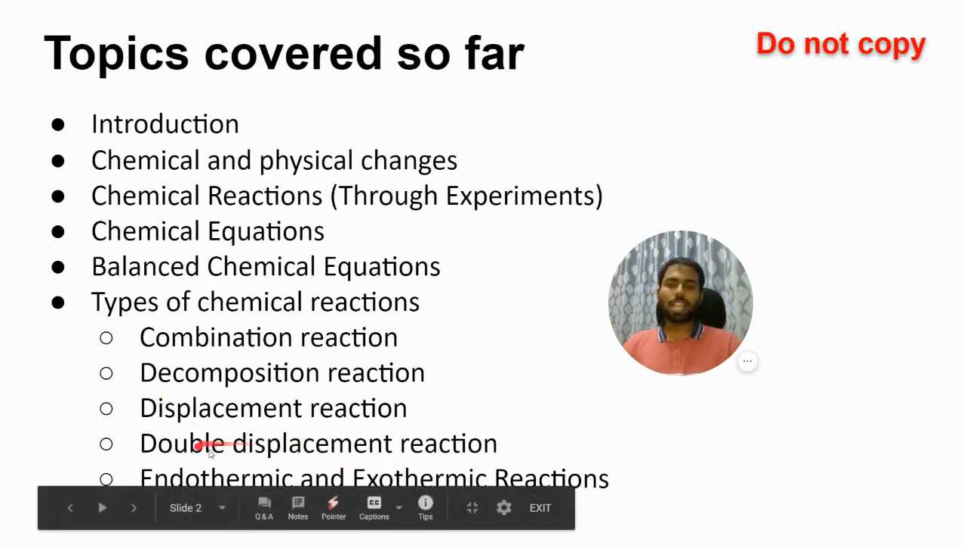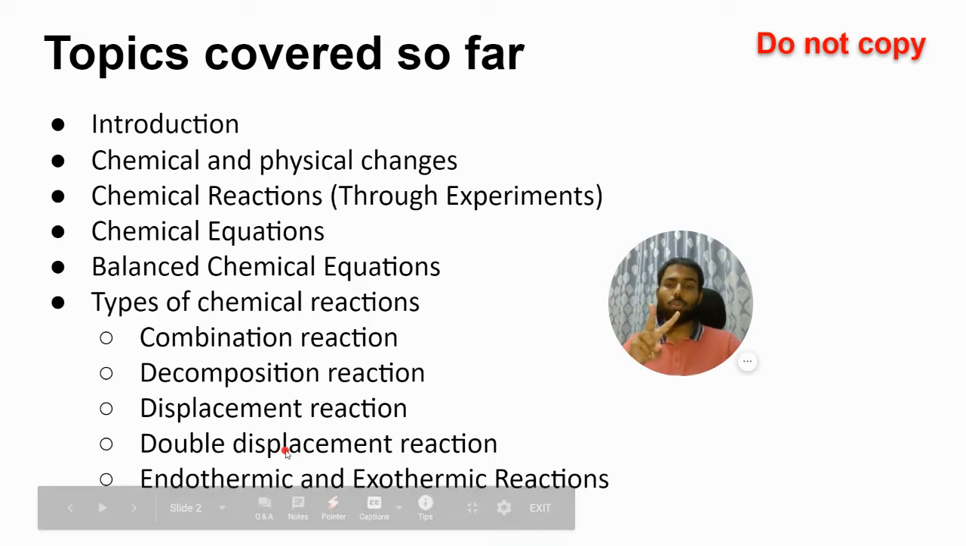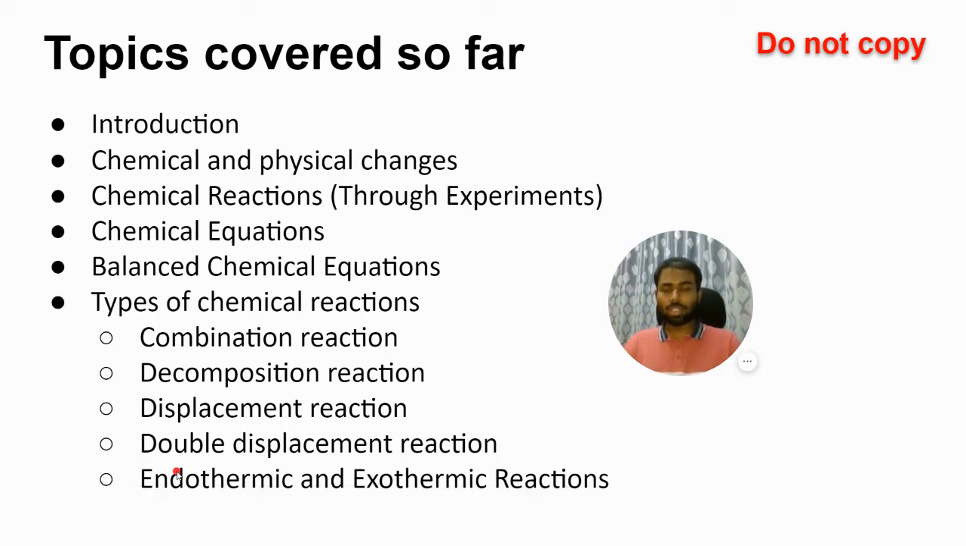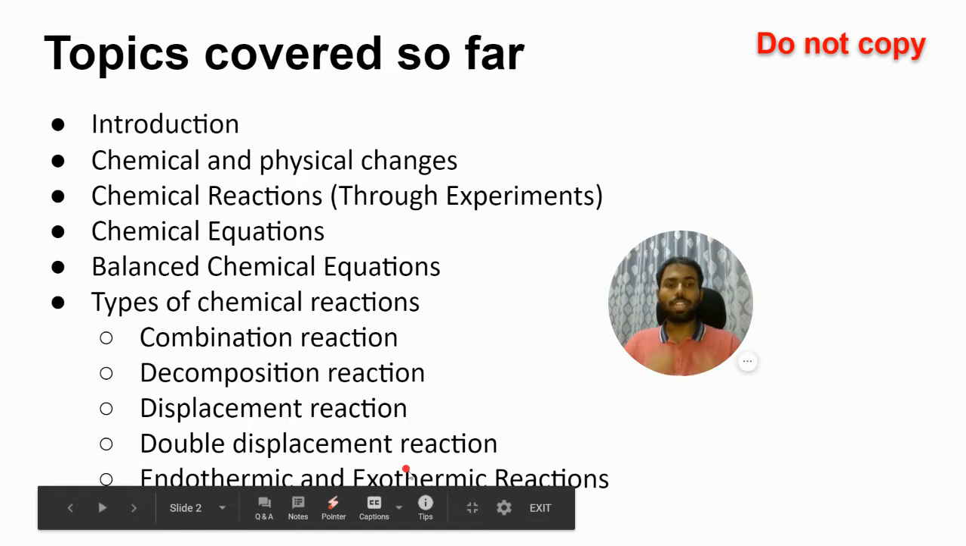Double displacement reaction is a reaction in which the ions of the two reactants exchange with each other to form a precipitate. And lastly, we had seen endothermic and exothermic reactions. Endothermic reactions are reactions in which heat is absorbed during the reaction, and exothermic reactions are reactions in which heat is given away during the reaction.